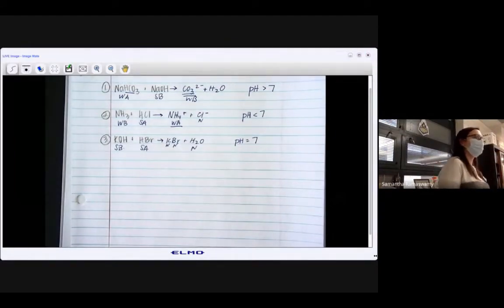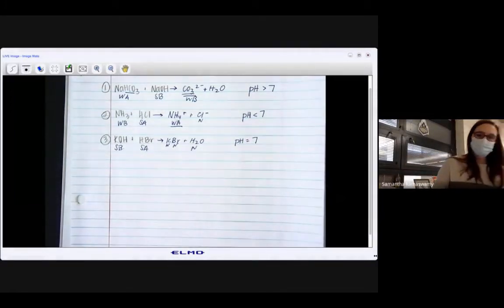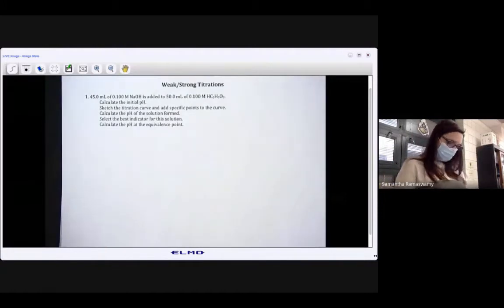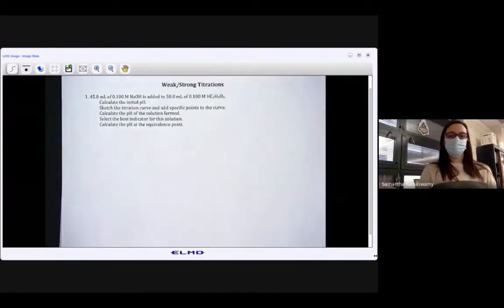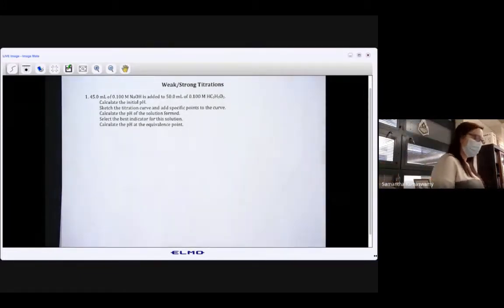Any questions on the do now? All right, so we're going to go ahead and switch over. We will be in the practice packet. So in the practice packet, same packet that we worked through yesterday, the very last page, page 15 and 16, we have the weak strong titrations.